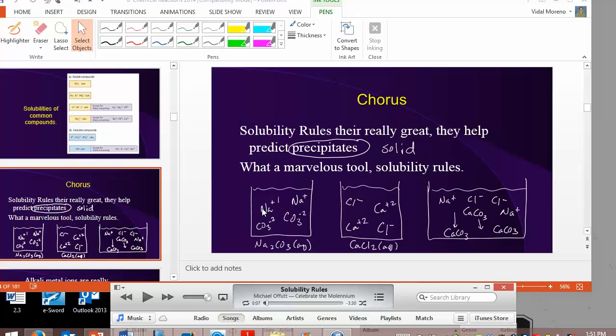Yes? What? AQ. AQ means dissolved in water.